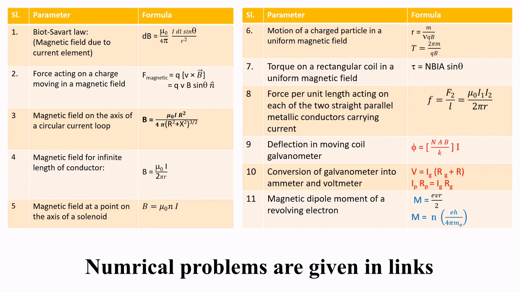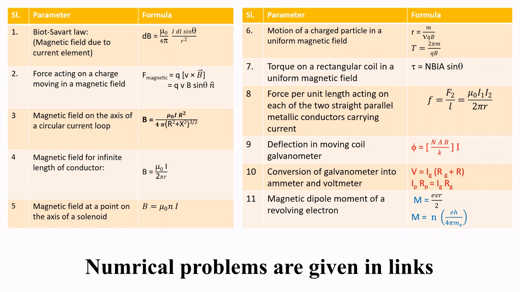Formula number 2, force acting on a charge moving in a magnetic field. F magnetic, that is magnetic force, is given by q into v cross B, that is cross product of velocity and magnetic field, and q is the charge. It is also expressed as q into v into B sin theta n hat, where n hat is a unit vector in the direction perpendicular to the plane of v and B.